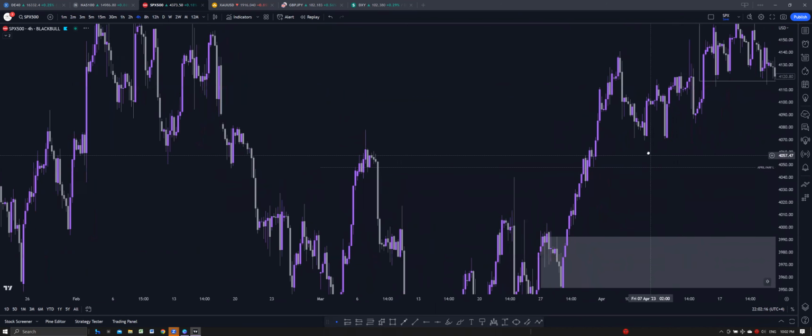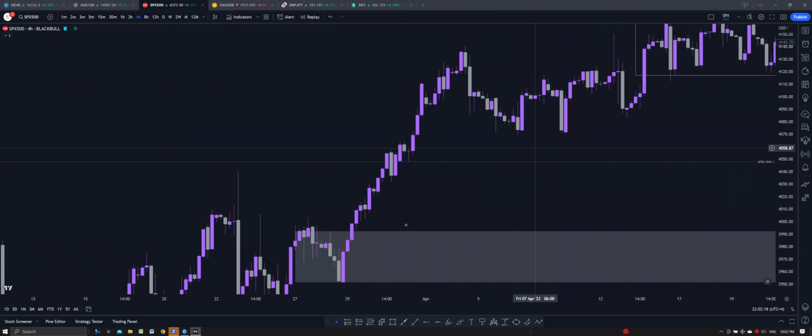Okay, let's see. What do we see here? A lot of traders like to do it differently when they're drawing out the trend. They like to look at only the candles, the body of the candles, not the wicks, right?